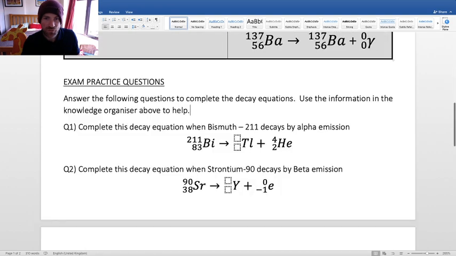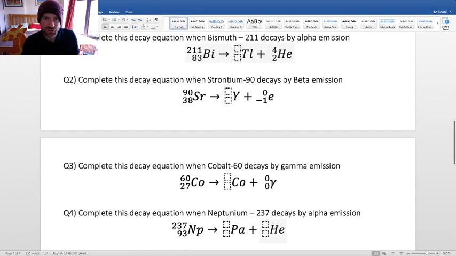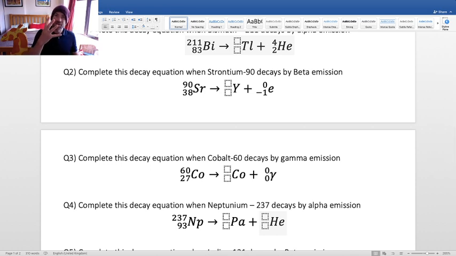Right, so there you go. There's the first 4. If you didn't have a chance to get the sheet printed, if you've not got a sheet, just jot them down. See how you get on with them.